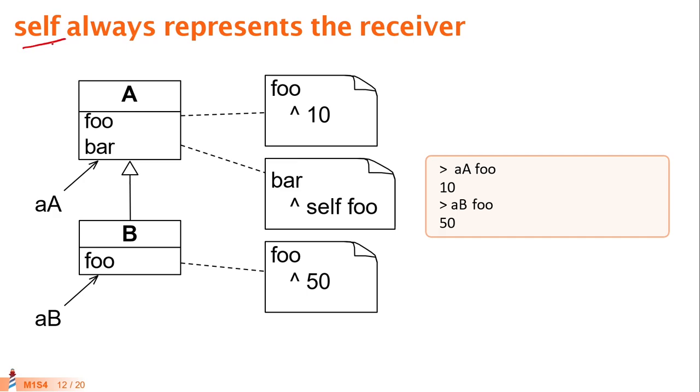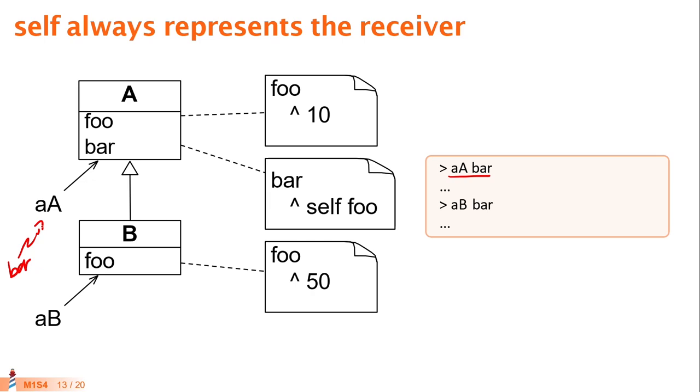So here I said self always represents the receiver. And this is what we will see in the next exercise. So let's take a more challenging exercise. Now we will look at this expression. We send the message bar to A.